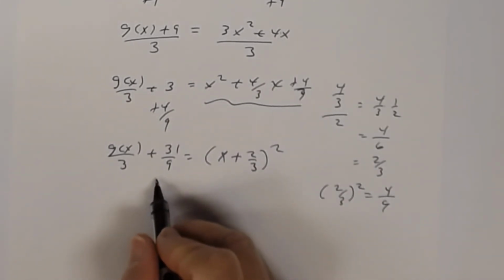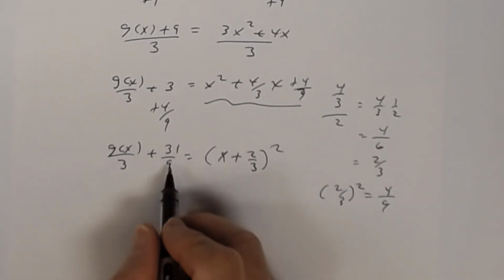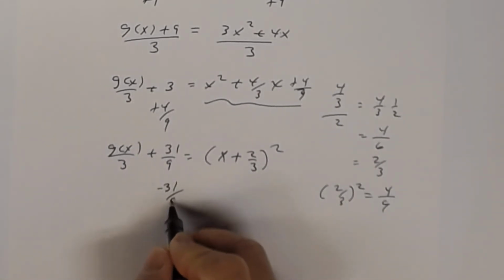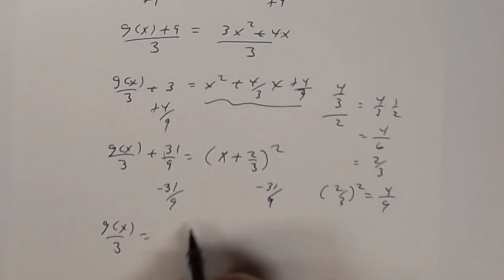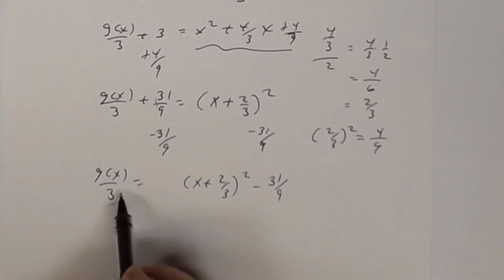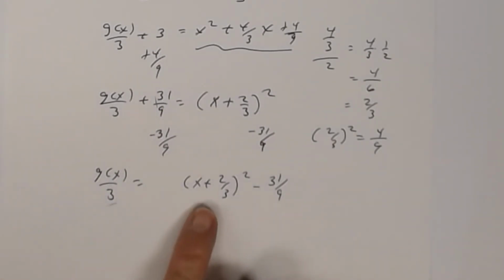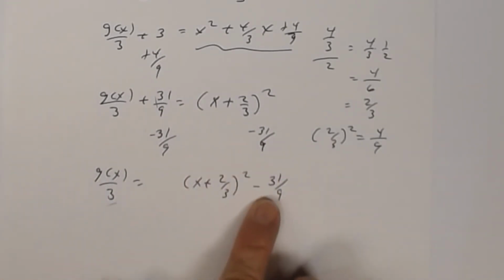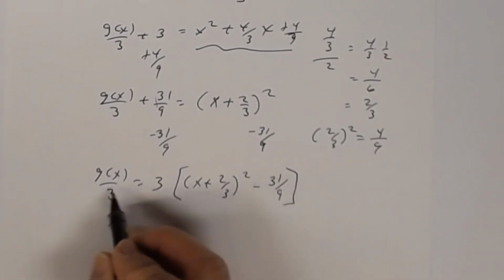And now remember, we've got to get g of x by itself. So now we're going to subtract 31/9 from both sides. And so I get g of x divided by 3 equals, this is 0 now, x plus 2/3 squared minus 31/9. And now the next thing you're going to do is get g of x by itself. So right now you're dividing by 3, the opposite is multiplying by 3. But remember, think of this as parts. First part, second part, both have to be multiplied by 3. So times 3 times 3.